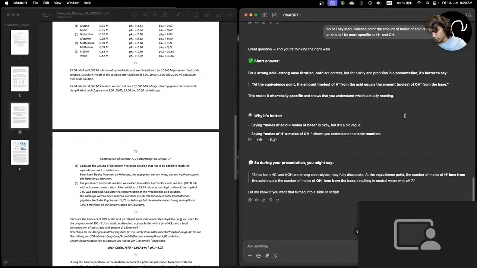Now the balanced equation. Number of moles of HCl equals 1.157 times 10 to the minus 3 moles. At equivalence point, the number of moles of HCl equals KOH. Since both HCl and KOH are strong electrolytes fully dissociated, at equivalence point the number of moles of H plus from the acid equals the number of moles of OH minus from the base, resulting in neutral water.